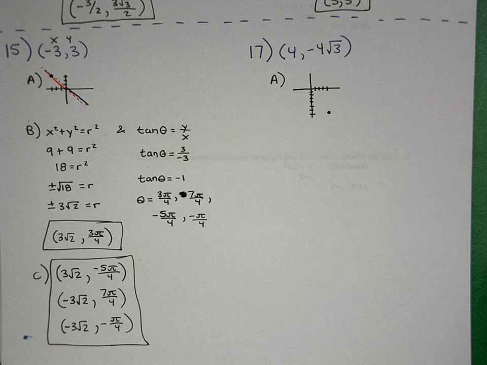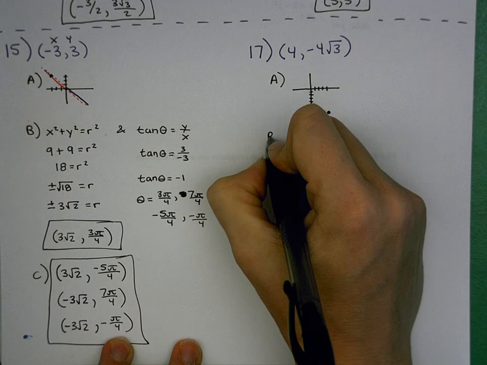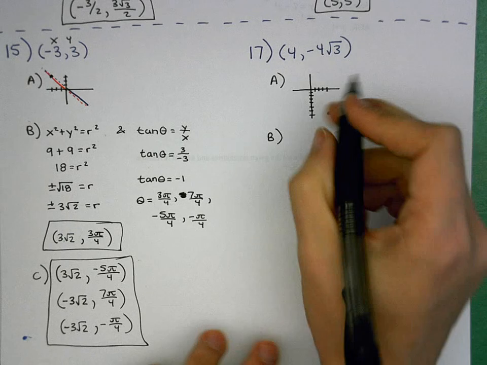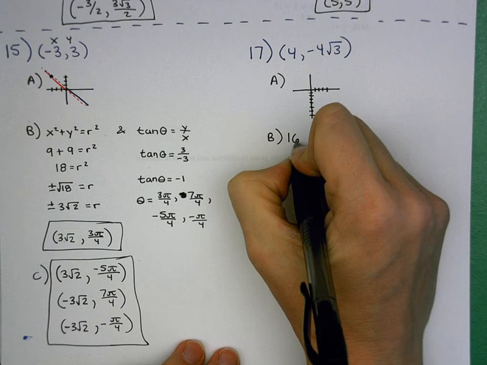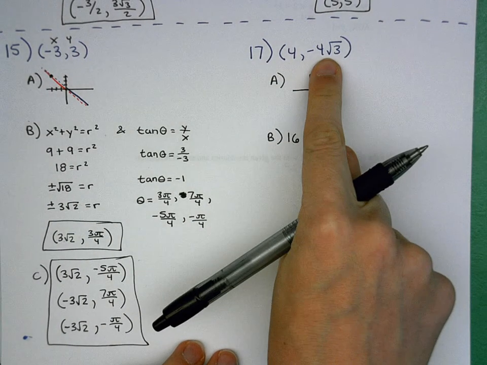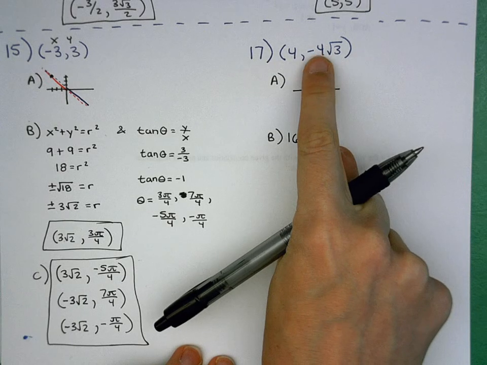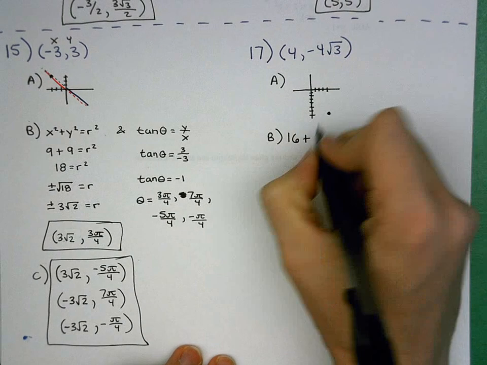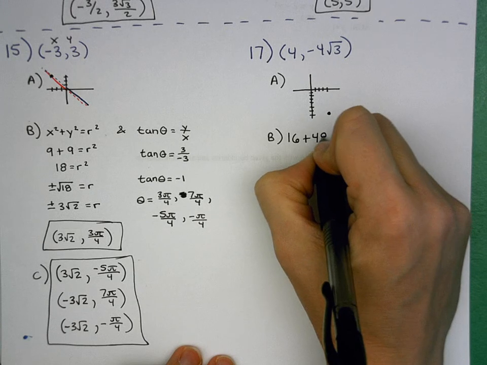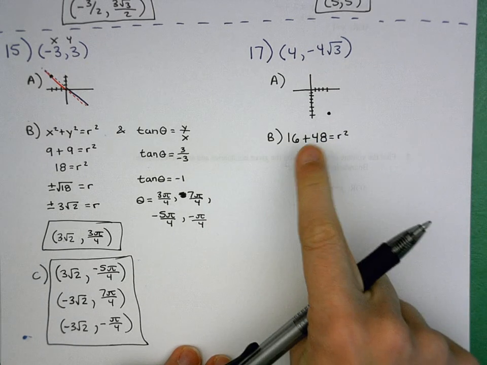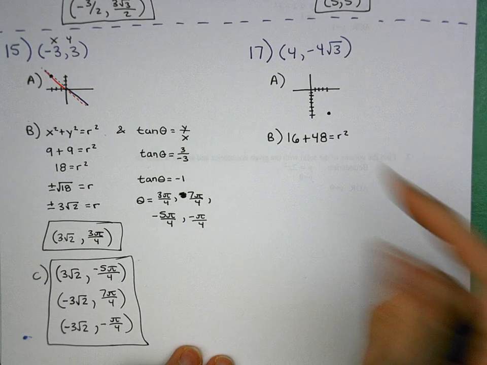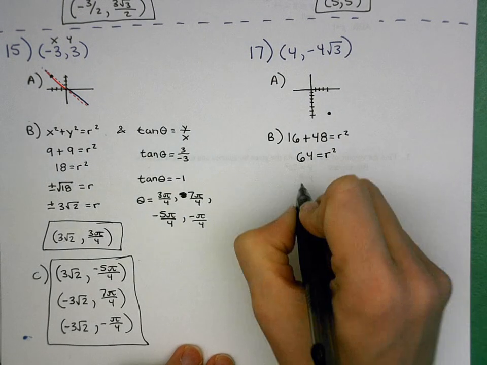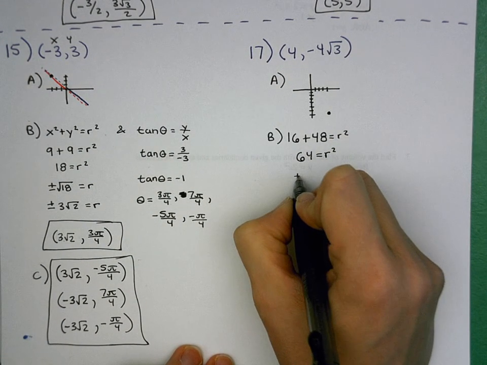Okay. B. I'm not going to rewrite these relationships again. We've got them already. So my x squared, 4 squared is 16, plus my y squared. 4 root 3 squared is 16 times 3, which is 48. 16 plus 48 is 64. And so r, square rooting both sides, is plus or minus 8.